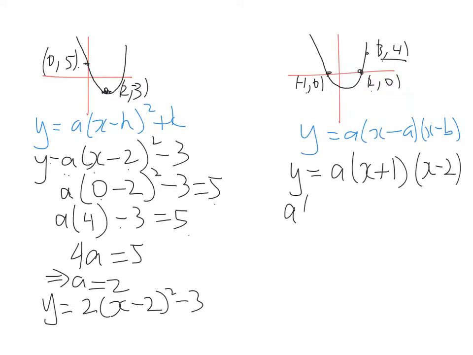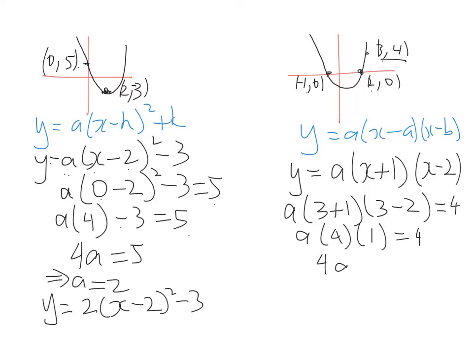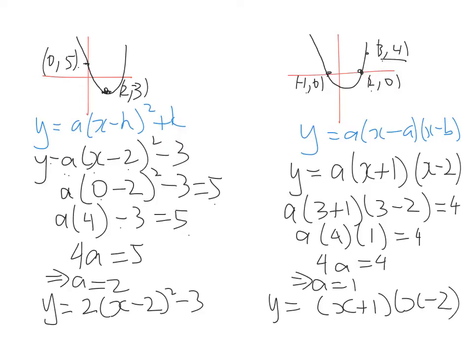So we've got a times (3 plus 1) times (3 minus 2) equals 4. So we've got a times 4 times 1 equals 4. So 4a equals 4. That implies a equals 1. So I'm going to rewrite it again as y equals, a is 1, so we don't have to write anything, (x plus 1)(x minus 2).